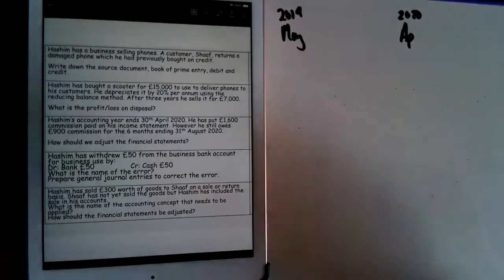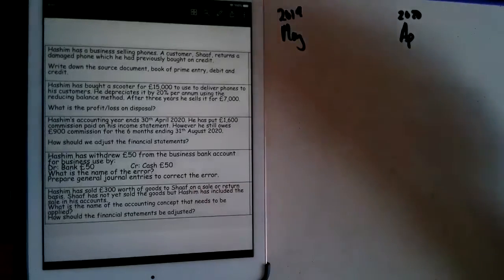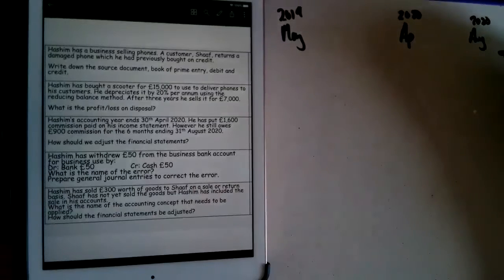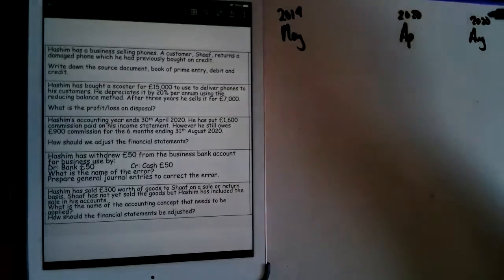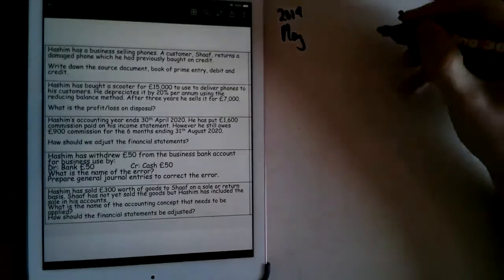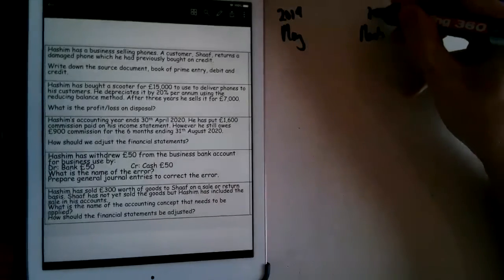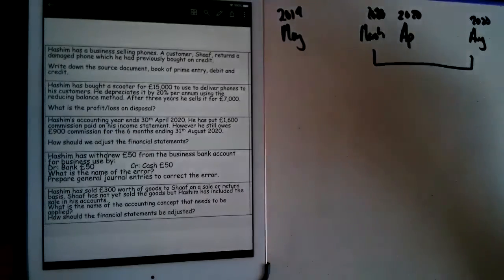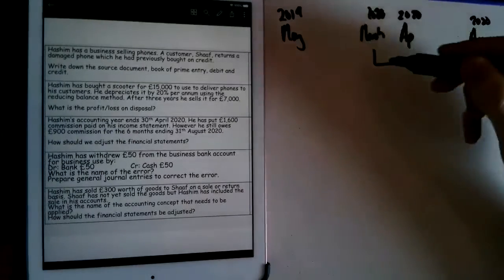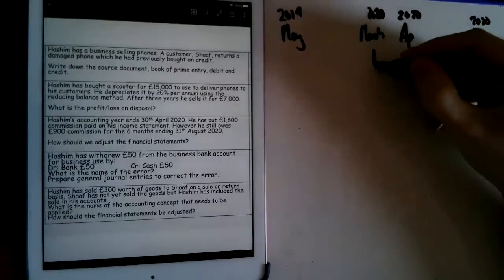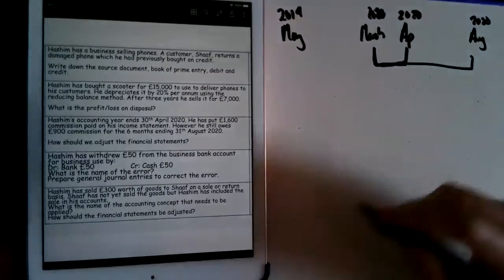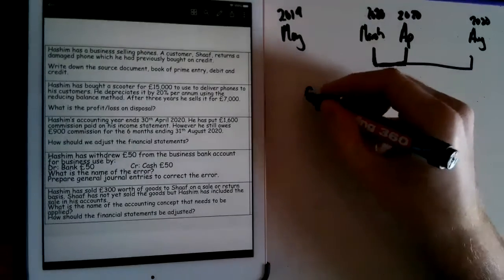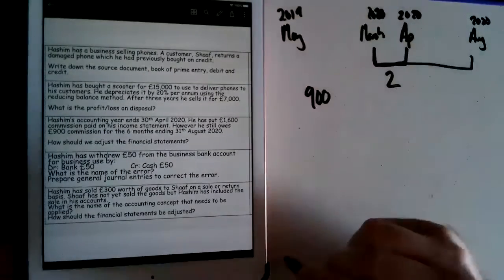However, he still owes 900 commission for the 6 months ending August 2020, so 6 months back from August. So August, July, June, May, April, March 2020. So these are the 6 months. Let's just double check. March, April, May, June, July, August. Yeah, they're the 6 months that he still owes. So in those 6 months, 2 of them should go on his income statement. So 2 months are owed. So we do £900 because that's how much he owes for the 6 months.